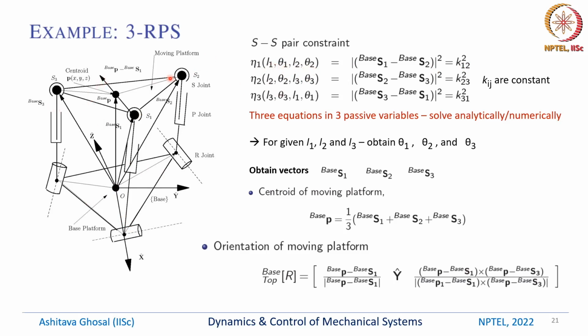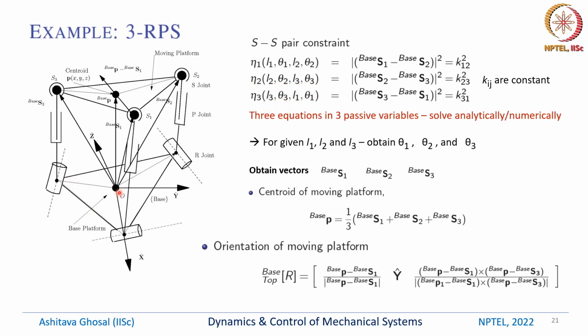Likewise, the distance between S2 and S3 is constant, which is K23 squared. So base S2 minus base S3, whole squared, is K23 squared. Similarly, the distance between S3 and S1 is also constant, so base S3 minus base S1, whole squared, is K31 squared. Similar to the first equation, the second equation will only contain L2, L3, theta 2, theta 3, and the third equation will contain L1, L3, theta 3, theta 1.